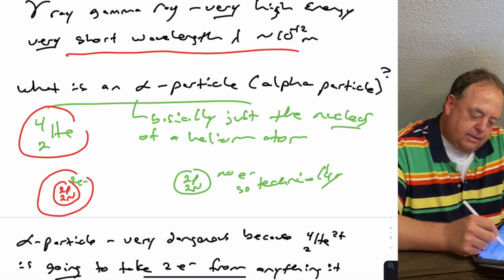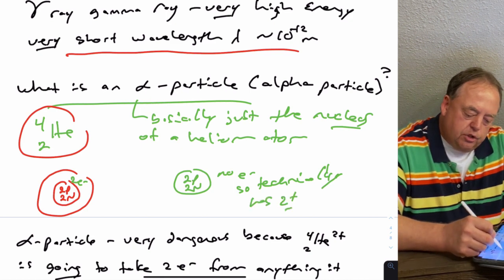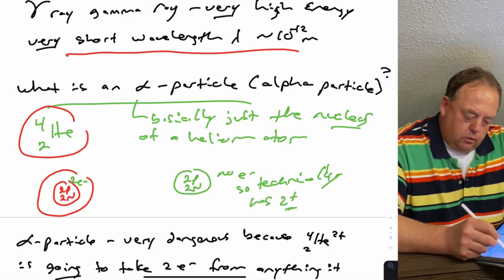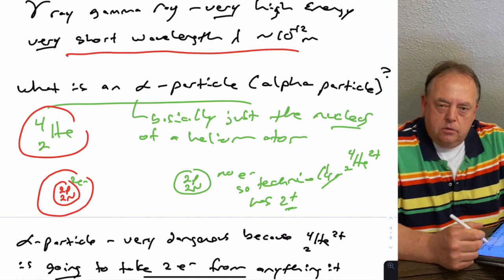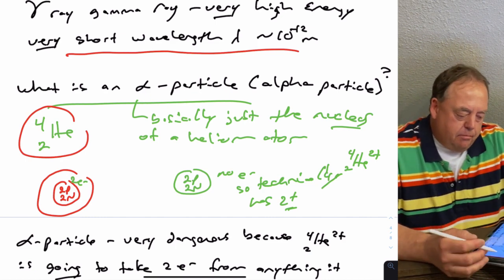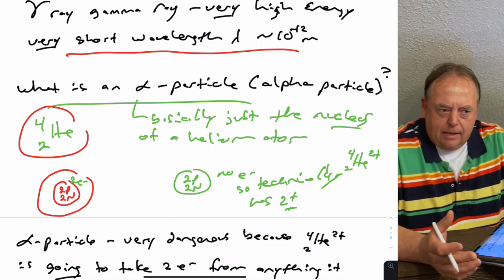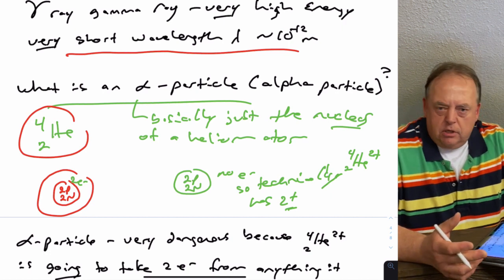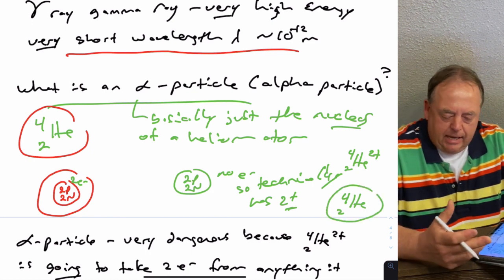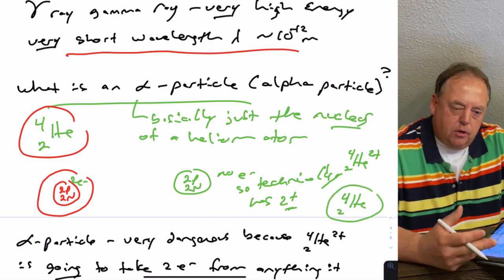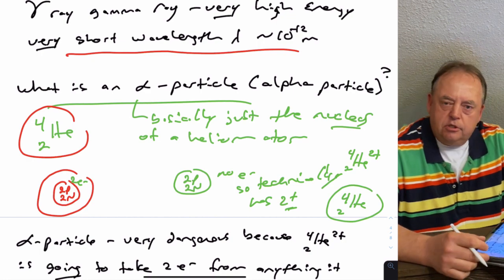So technically it has a 2+ charge. Technically an alpha particle is that He-4, 2 protons, 2+ charge. But again, in nuclear chemistry, electron clouds don't matter, so the charges are typically not shown. So when it's written like 4He2, it's just understood that's an alpha particle and it has no electrons, so technically it has a 2+ charge, it's just not shown.